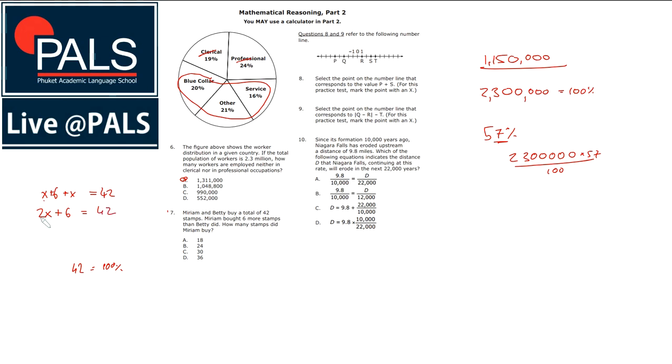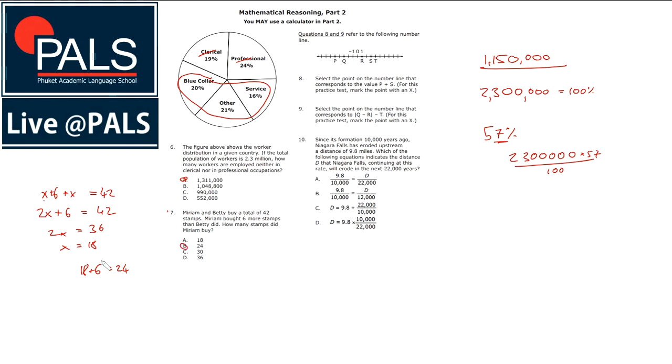And now we're solving for x. So we get rid of the 6 on this side. We do this by subtracting the 6 from the 42, which is equal to 36, and then we divide 36 by 2, and that is 18. Actually, we're looking for how many stamps did Miriam buy, so we need to add the 6 again to this, which is equal to 24.